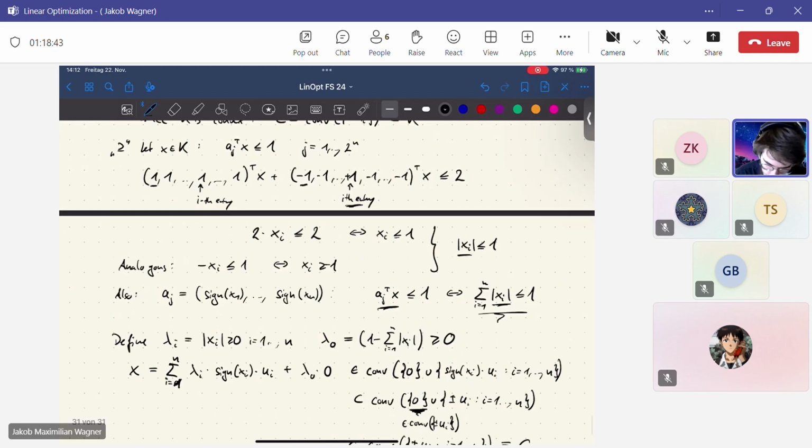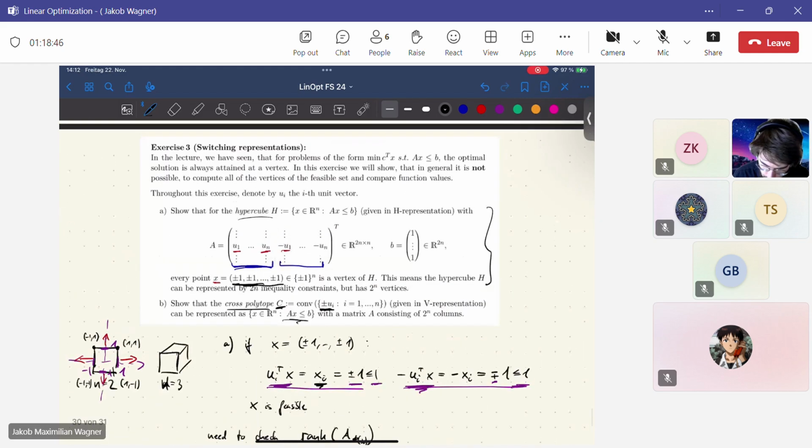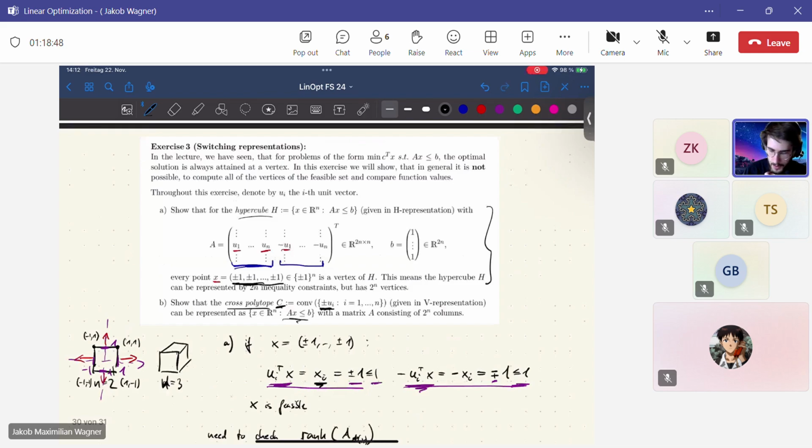So we see that we have not directly shown that all these points that we have in this convex hull of this set of points are actually vertices, but you can check that this is true. And so we have constructed these two examples where we have low number of constraints, large number of vertices, and vice versa. And this shows that in general, we can't compute one representation from the other.